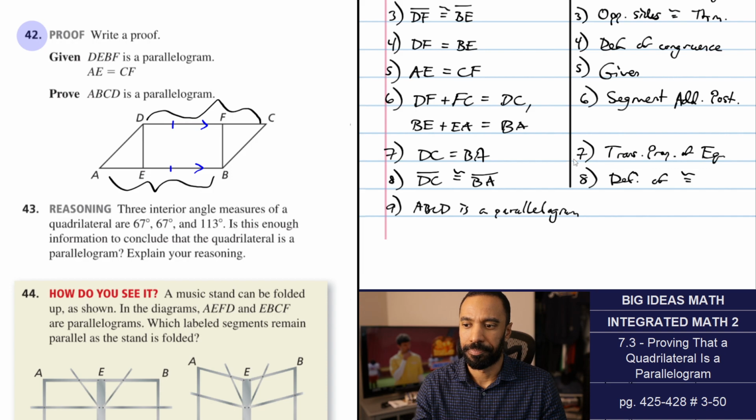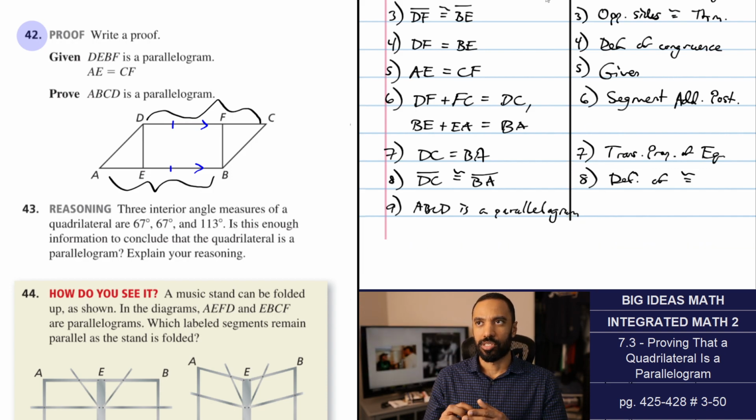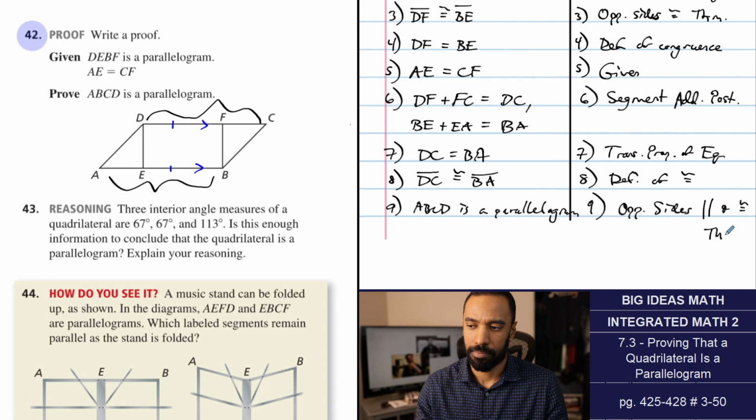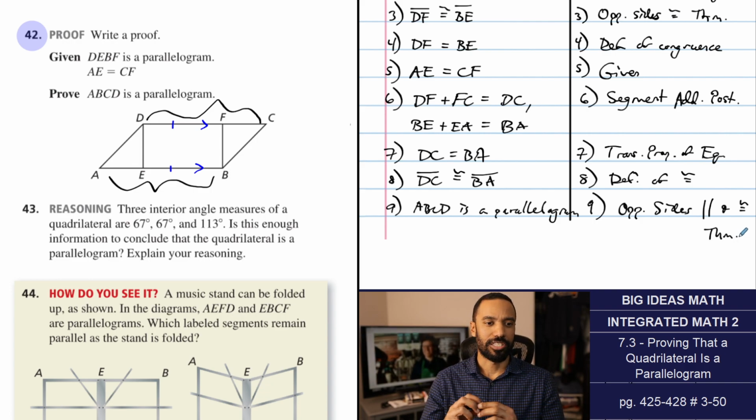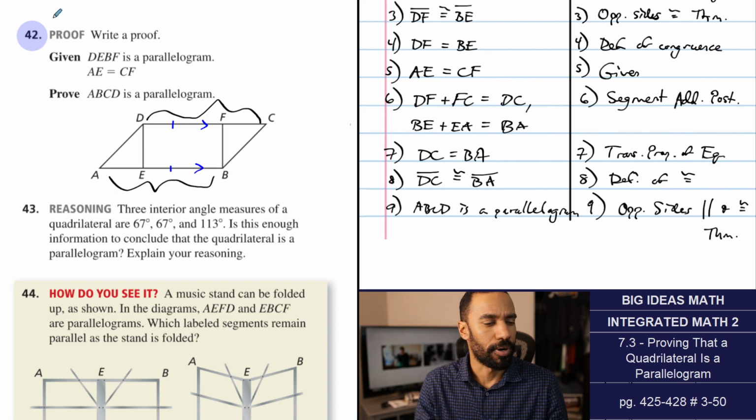By the opposite sides parallel and congruent theorem. It's the same one as before. Opposite sides. I'm glad we know that one. Parallel and congruent theorem. Okay. All right, that's number 42. Number 43.